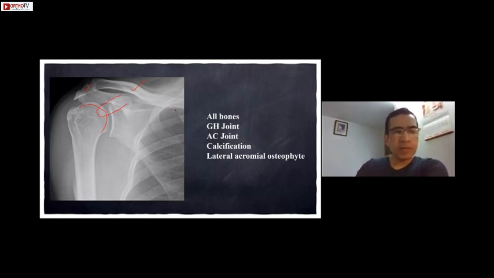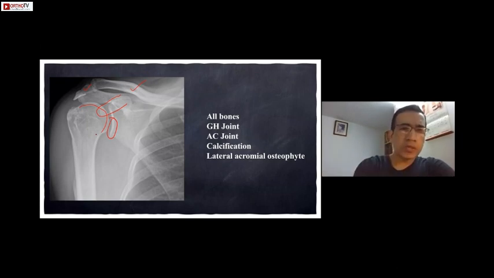Now there's a discussion about whether it should be just a general AP view or a true AP view. This particular X-ray is a true AP view because the cortical lines of the anterior and posterior glenoid are perfectly matched, and then you have the normal joint space. Why is it important? If there's a blurring of this line, it may indicate some erosion of the anterior glenoid wall, which is seen in recurrent dislocation of the shoulder.